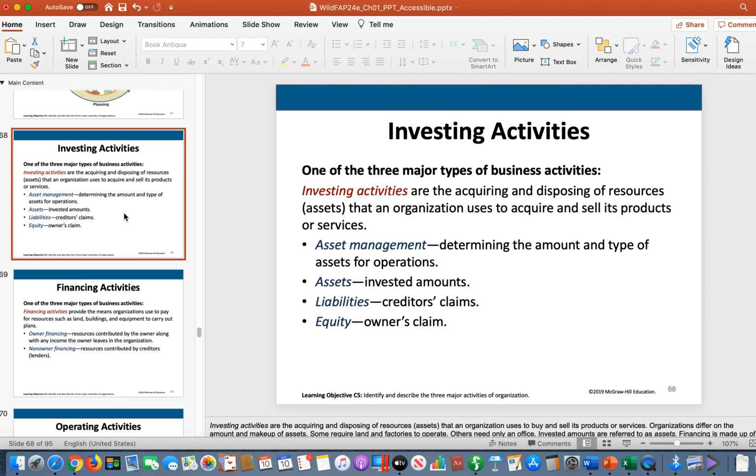Investing, when we're talking about a business, has to do primarily with buying assets. If a company buys a truck, that's considered an investment. Okay? If it sells that truck, it's also an investment, but it's a negative investment. You're selling a truck that you no longer need, you're going to bring money in. So it's a negative investment. If a company buys a building, buys land, again, those are considered investment activities.